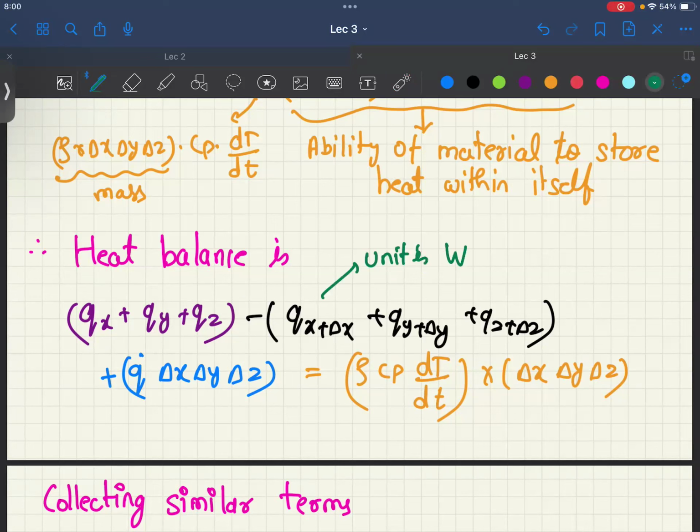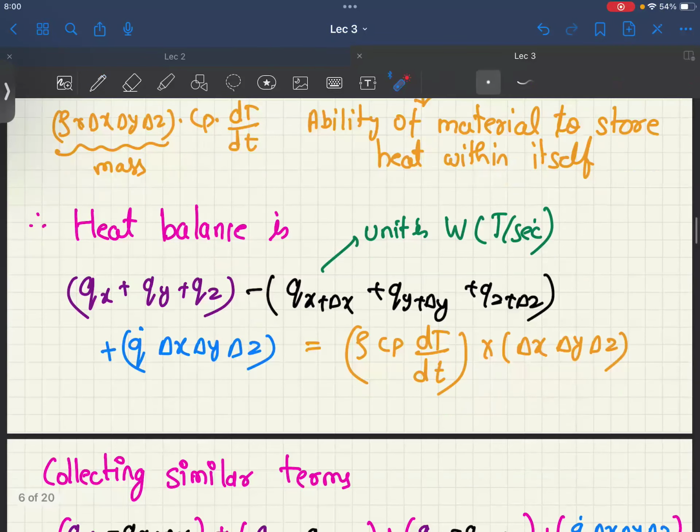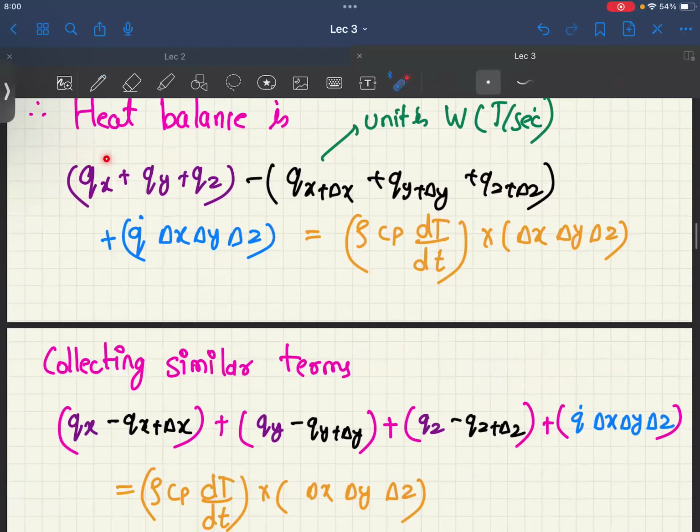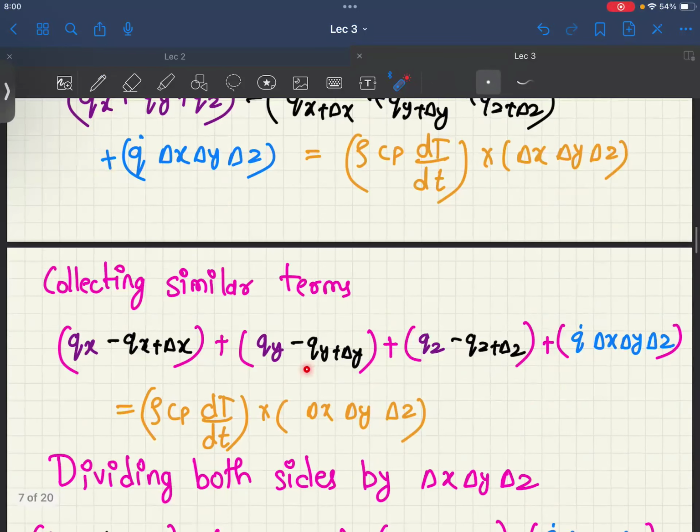The unit is watt or joule per second। ठीक है, this you try to convince yourself। Now what we are going to see is we are going to collect the similar terms, जैसे qx है qx plus delta x, qy plus delta y, qz and qz plus delta z। इसको एक कलेक्ट किया, right?